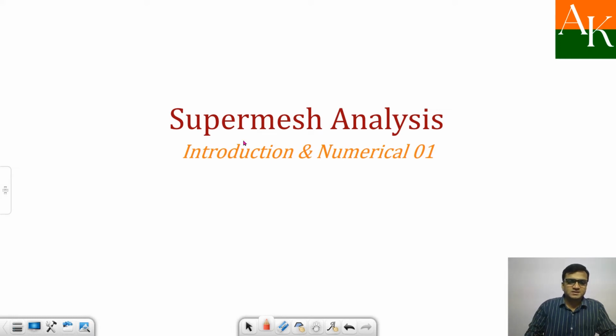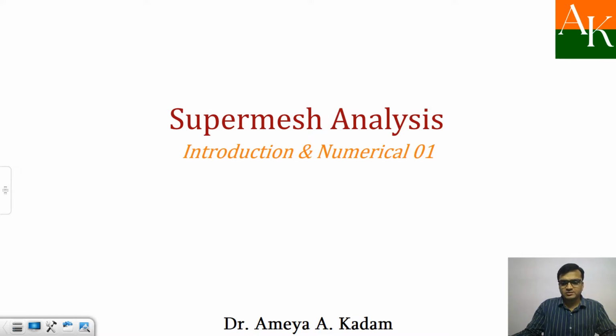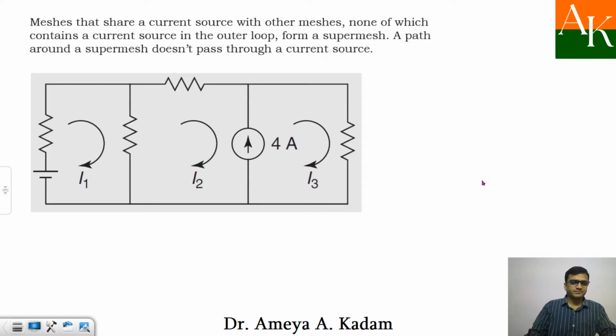Hello students, in this lecture we will see Supermesh Analysis and the first numerical on Supermesh Analysis. First of all, I will introduce what you mean by Supermesh. Now if you observe this circuit, there is a current source, and this current source is shared between mesh 2 and mesh 3.